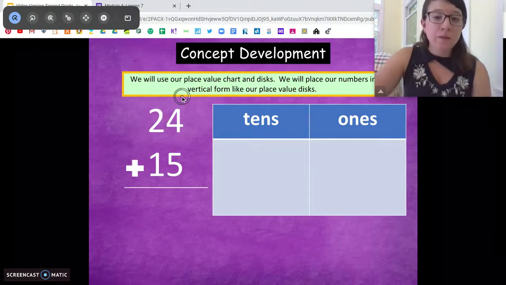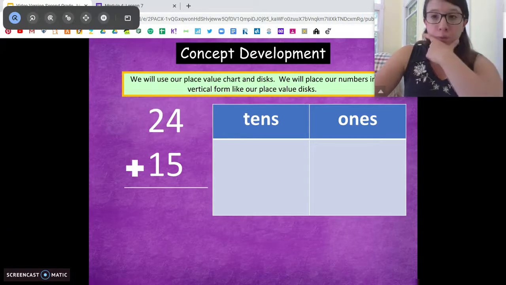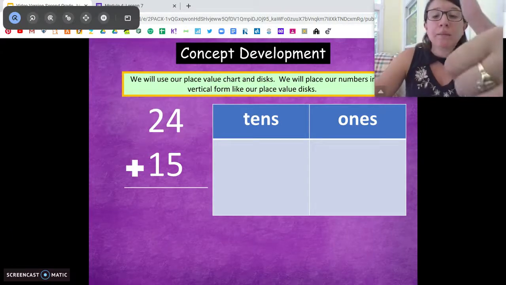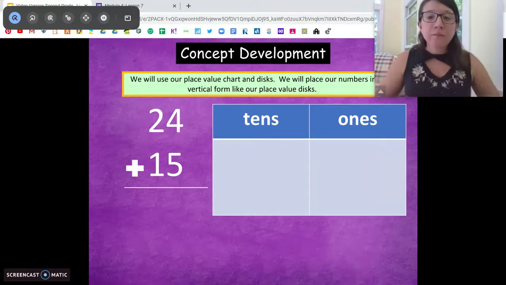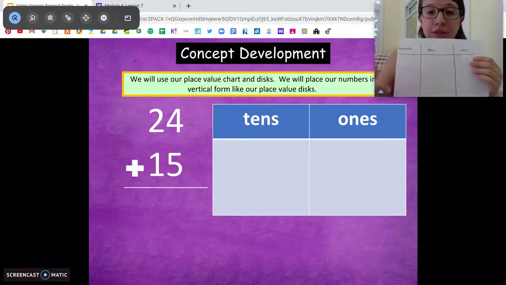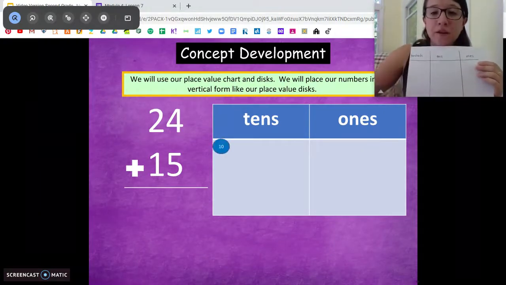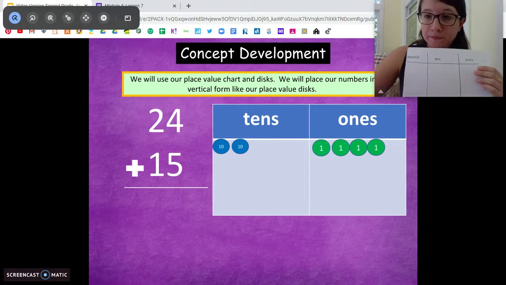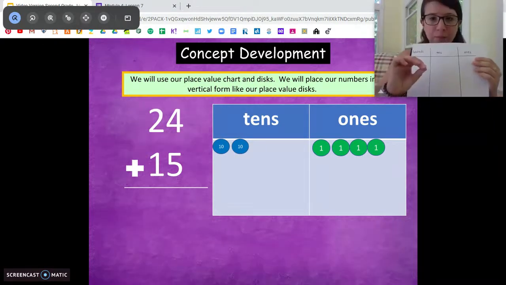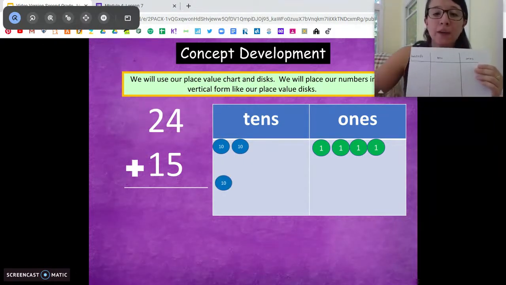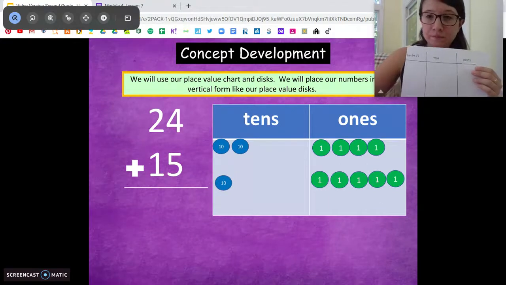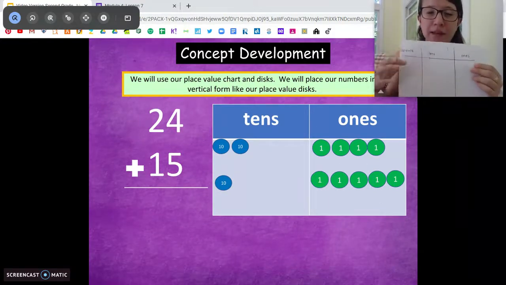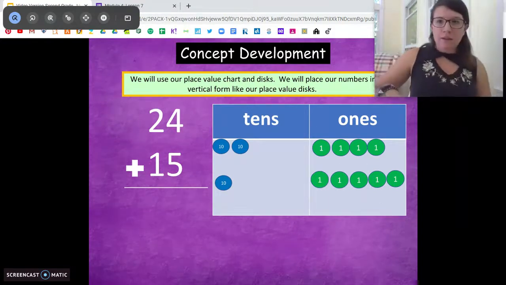24 plus 15. And I want you to do this with me. When you start placing these on your place value chart, you are going to separate them into groups. So on the top, you're going to show me 24. Then leave a little bit of space, and below that, show me 15. Do you see that? So pause and make your place value chart look like that right now.